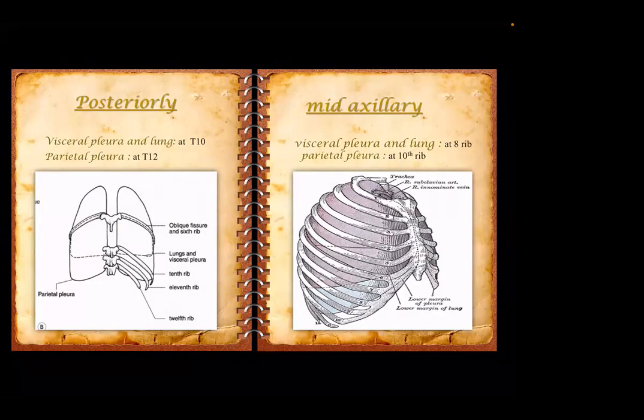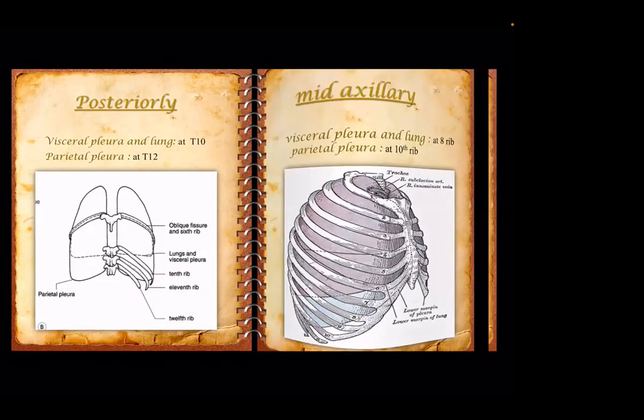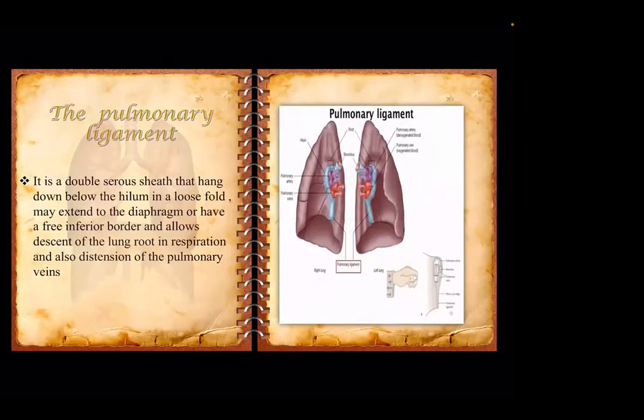At the mid-axillary line, the visceral pleura and the lung are at the 8th rib, and the parietal pleura is at the 10th rib. The pulmonary ligament is a double serous sheath that hangs down below the hilum in a loose fold, may extend to the diaphragm or have a free inferior border, and allows descent of the lung root in inspiration and also distension of the pulmonary vein.